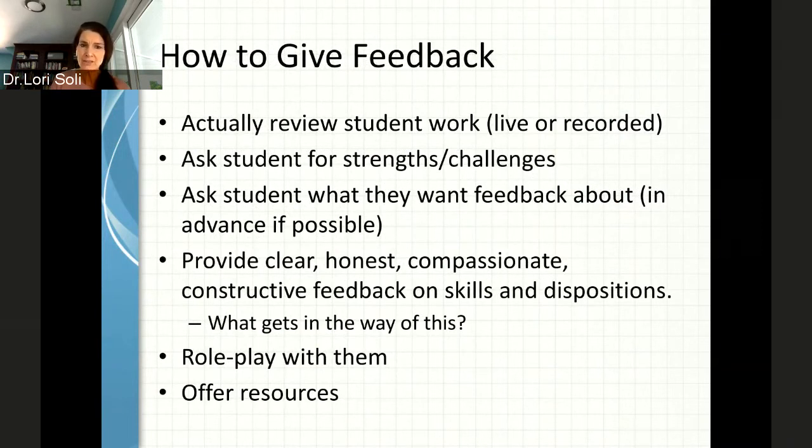Giving clear, constructive feedback on skills and disposition. Role playing with them, which if we had a little bit more time, I would do here, and offering resources. Does anybody on the call have any more thoughts on giving feedback?